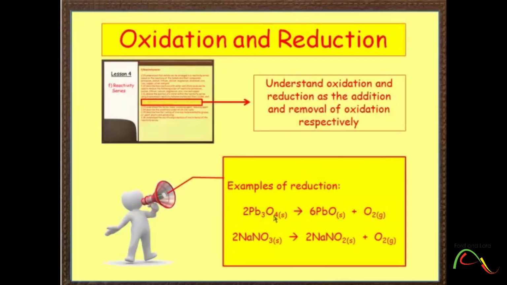Now, here's lead oxide. You see here that when it is heated, it loses some of the oxygen. So we get Pb3O4 goes to PbO plus O2, oxygen's been removed. And again, with sodium nitrate, heated, you get sodium nitrite plus oxygen. This is nitrate, ATE, nitrite, ITE. So in both cases, they have been what we call reduced.